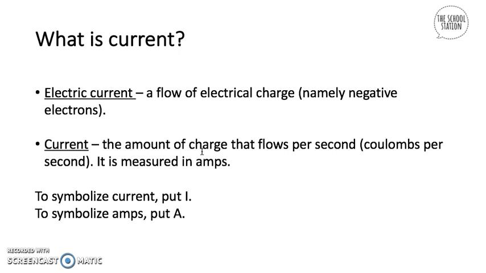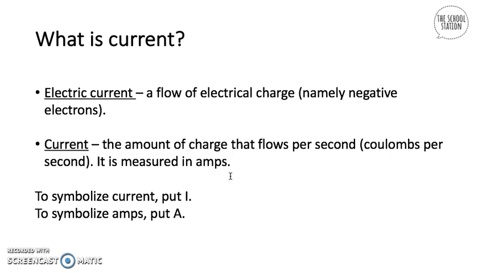And current itself is the amount of charge that flows per second, coulombs per second. It is measured in amps, and coulombs per second is really important, because that's going to be our formula, which you're going to be looking at later on. But basically, current is the amount of charge that flows per second.